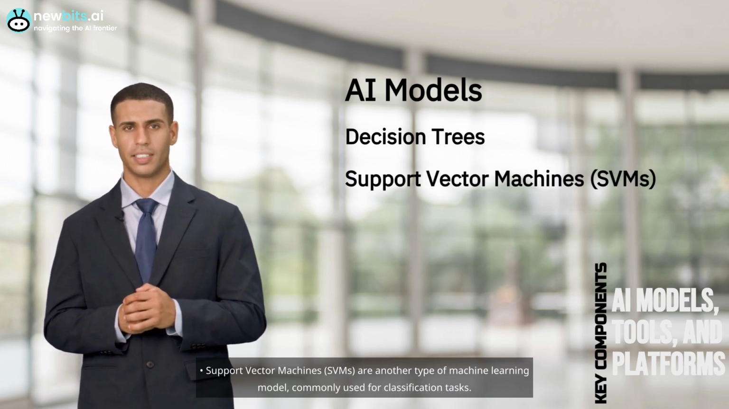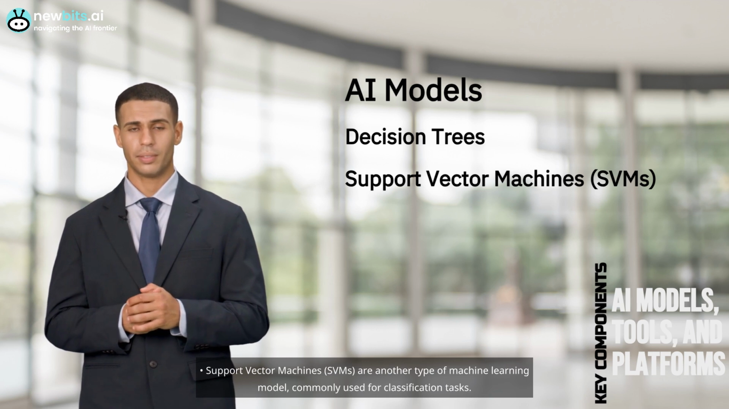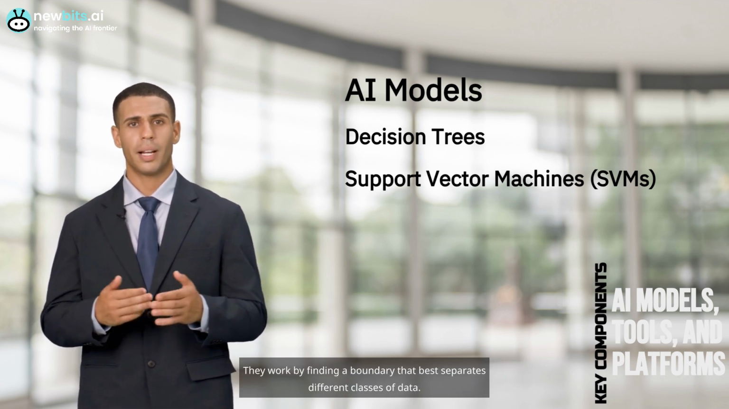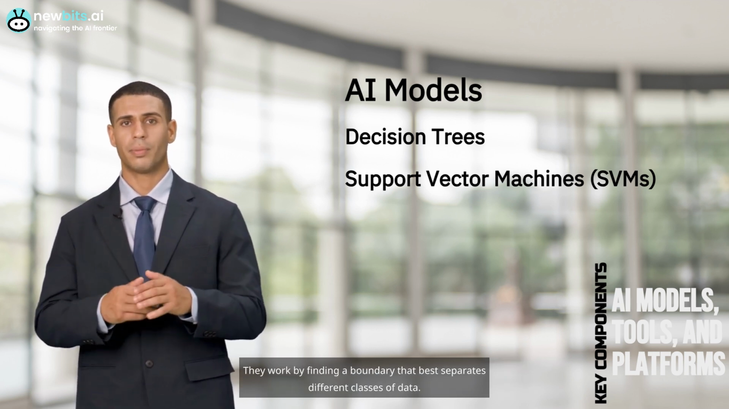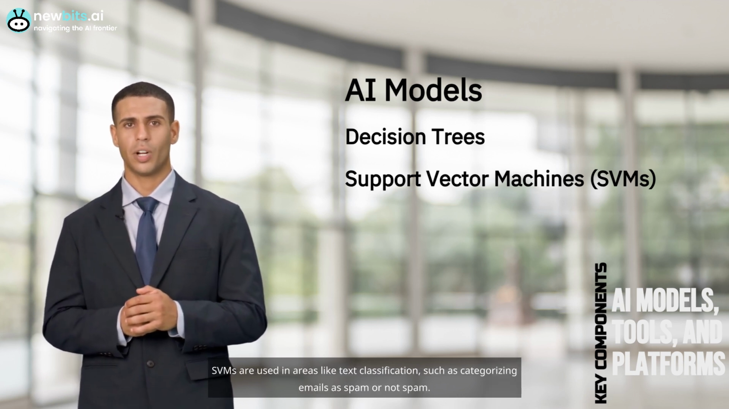Support vector machines, SVMs, are another type of machine learning model commonly used for classification tasks. They work by finding a boundary that best separates different classes of data. SVMs are used in areas like text classification, such as categorizing emails as spam or not spam.